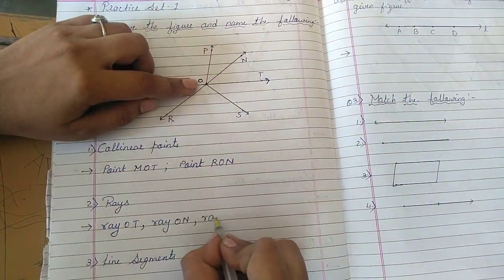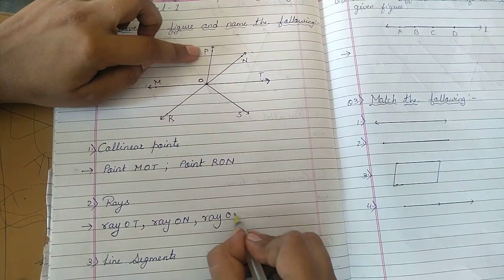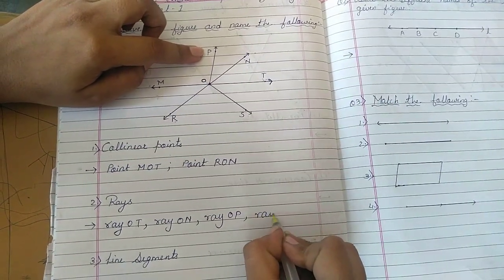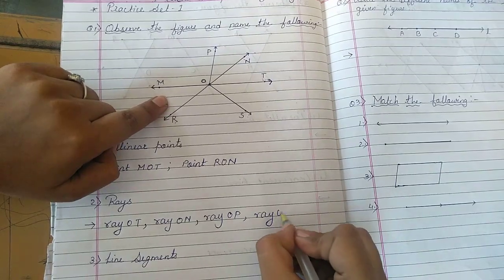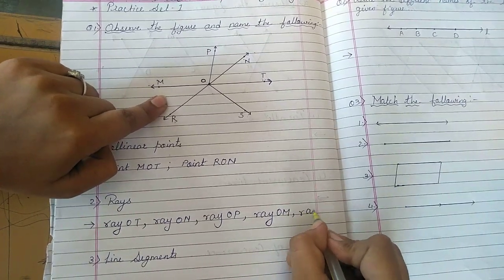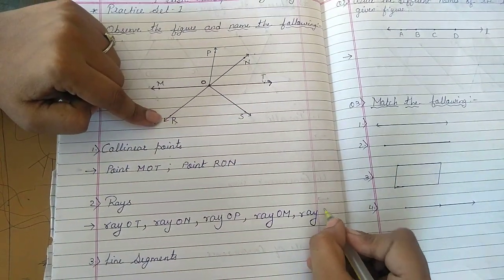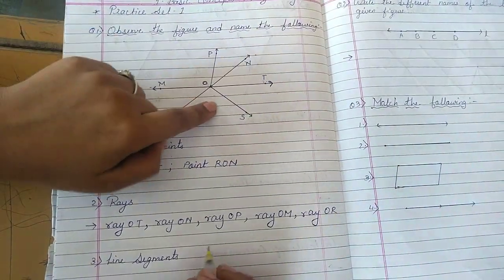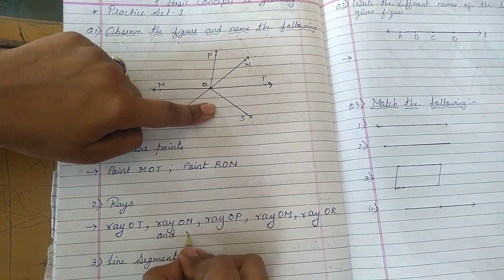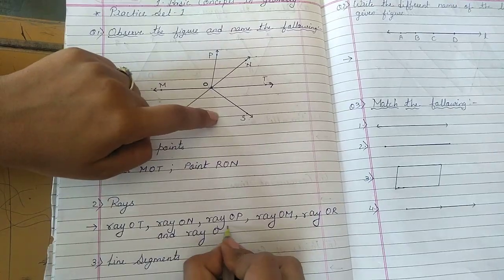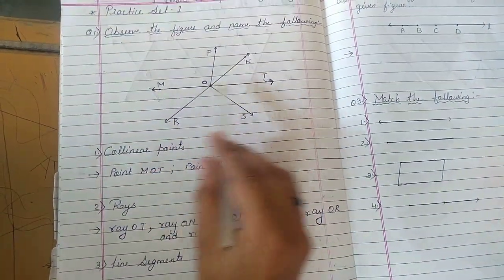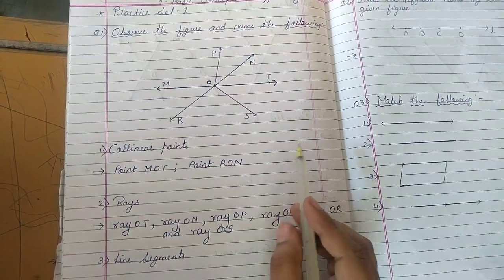ray OP, ray OM, ray OR and at last ray OS. So this is ray which is there in this figure.